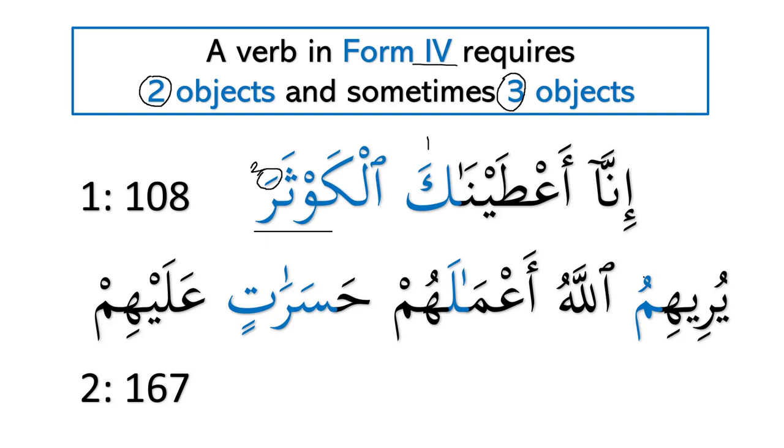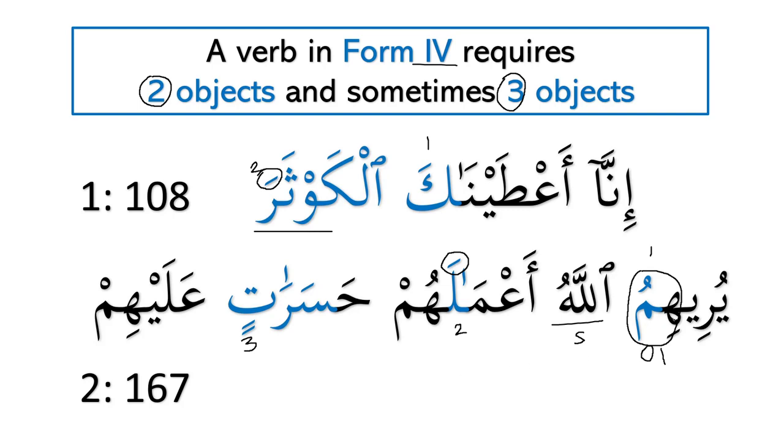Yurihim. So here him is number 1, which is the object, and Allahu Ismul Jalala is the subject. So this is clear here. So this is object number 1, and a'malahum is object number 2, and hasaratin is number 3. Yurihimullahu a'malahum hasaratin alayhim. So now we can see that sometimes it requires three objects.